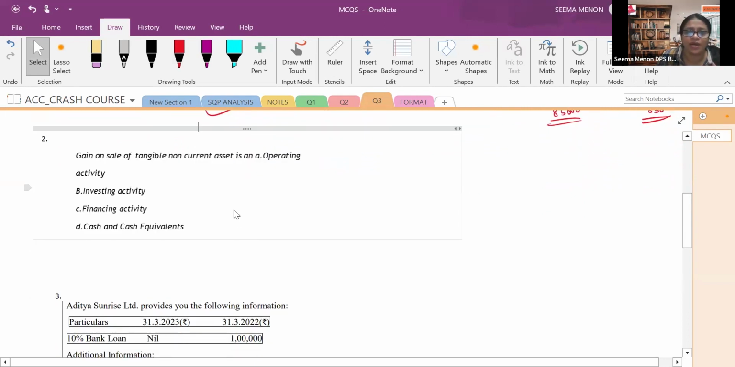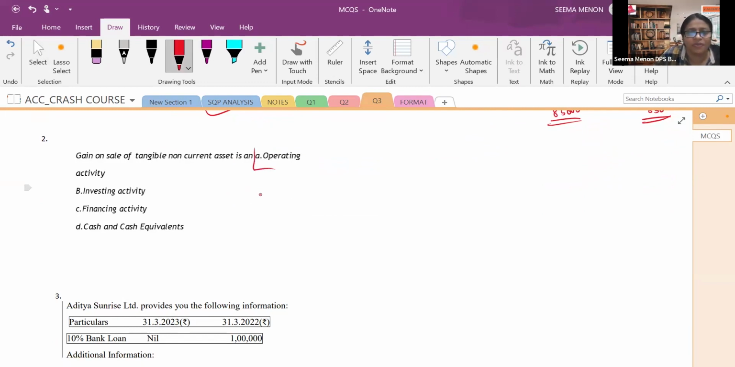Coming into the next question. Gain on sale of tangible non-current asset, it is given as on operating activity. The option is here. Tangible non-current asset means it will be visible, so we can take plant and machine. We sold a plant and machine and we got the gain. Then it will be considered as which activity? Operating, investing, financing, cash and cash equivalent.